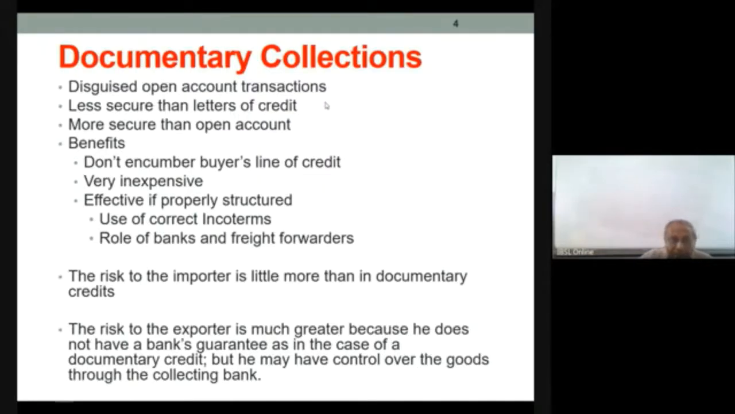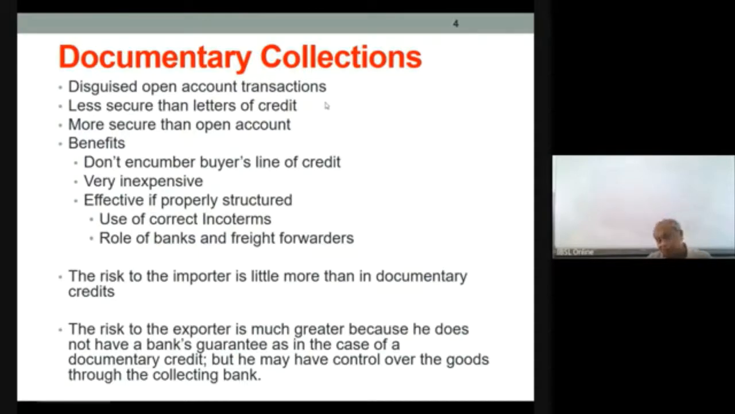Documentary collection is a disguised open account transaction, but more secure than an open account because the banks are getting involved. It is less secure than letters of credit, because they are not giving any irrevocable undertaking to pay. But they are getting involved, so up to a certain extent it is more secure. In open account, that is not happening.